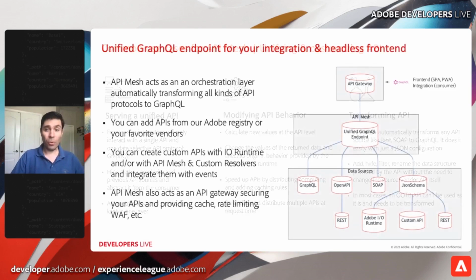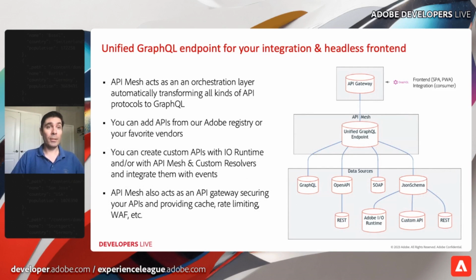Okay, so for unified endpoints, right? This is how it looks. Really, API mesh functions as a unified endpoint, but also functions as an API gateway. It provides other things than just transformation of API and unifying API. It also enhances with security, so you can customize your rate limiting, for example. You can have a WAF on top of it.